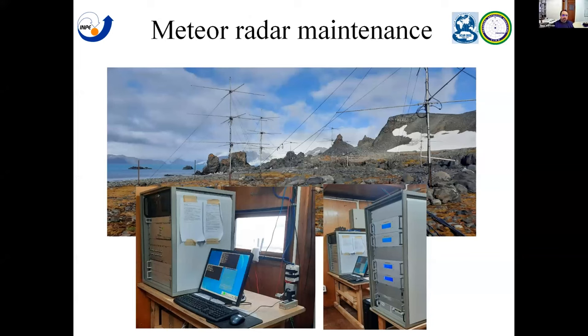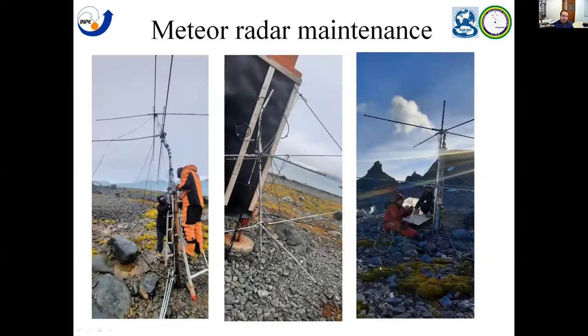Okay. So we pass to the meteor radar. The meteor radar is a system composed of 13 antennas: 5 receiving and 8 transmitting antennas. Here are the electronic modules that control the system.